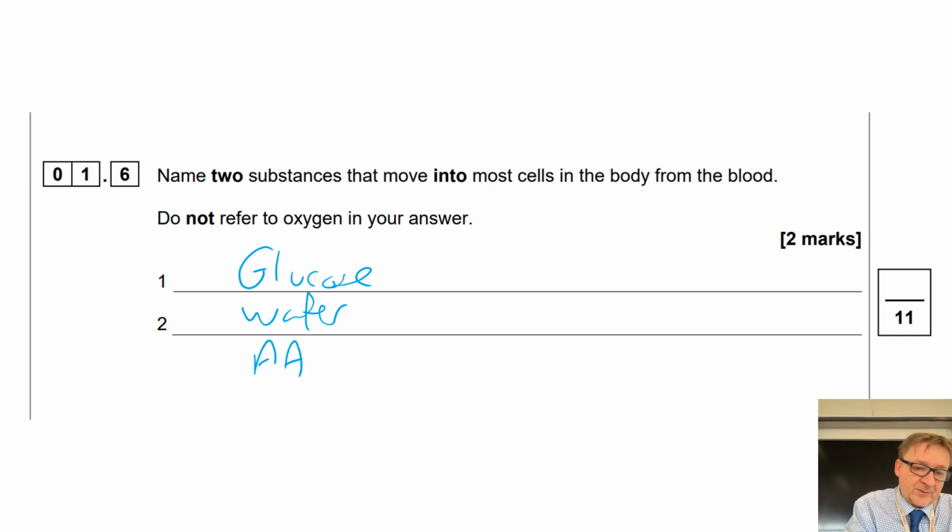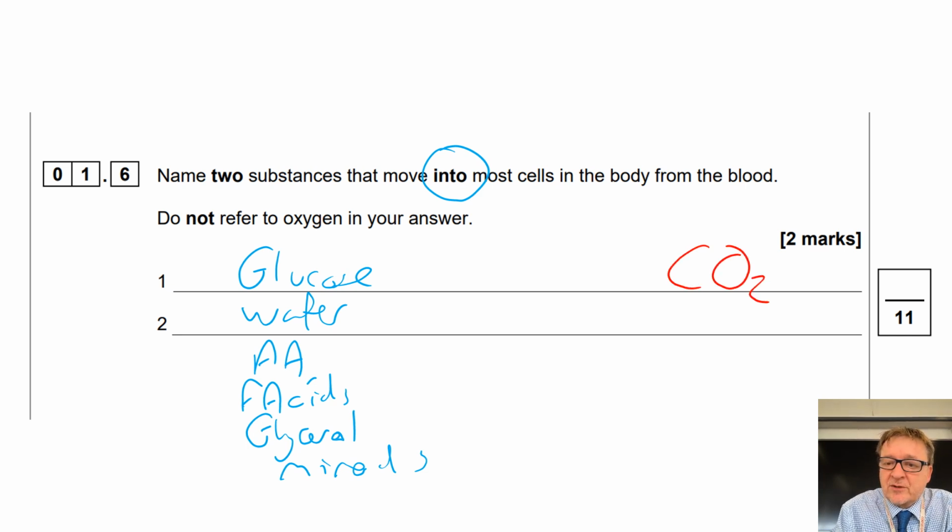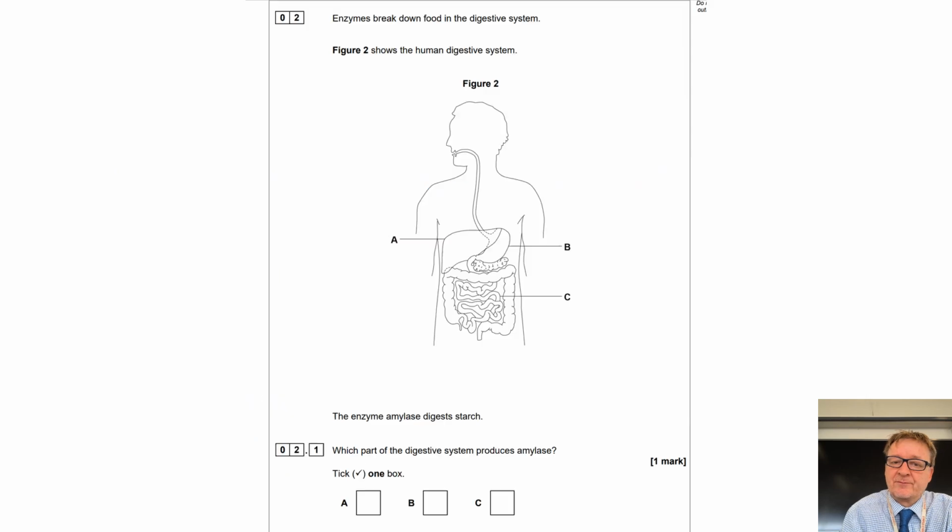I shouldn't write it small really. It needs fatty acids. It needs glycerol. Okay, it needs minerals. Now there's one little part on there: name 2 substances that move into most cells. If you think about it, I'm going to do this in red. You could have written CO2, right? But CO2 moves out because that is a byproduct of the respiration process.